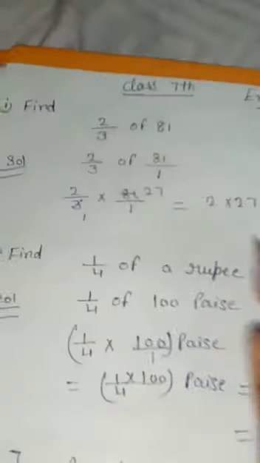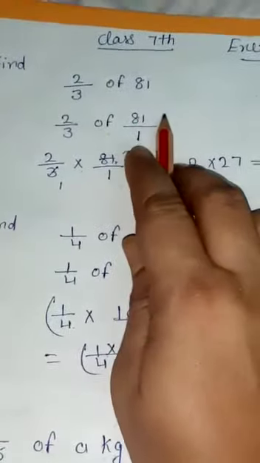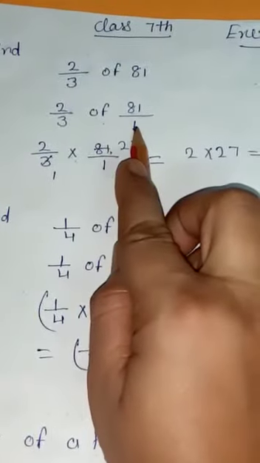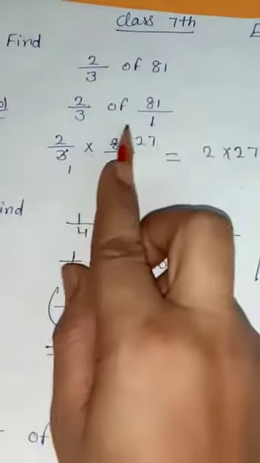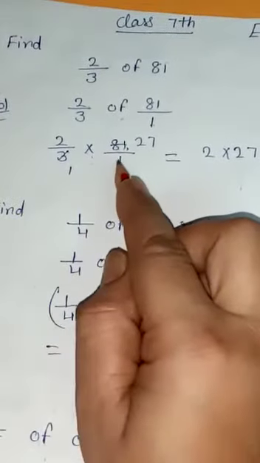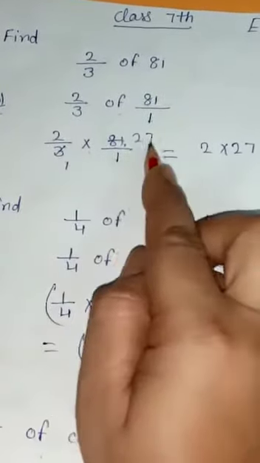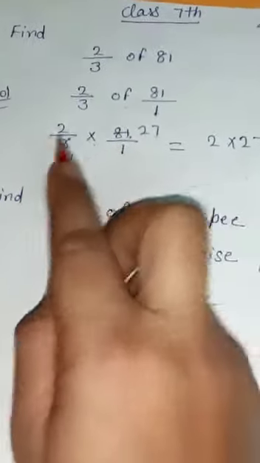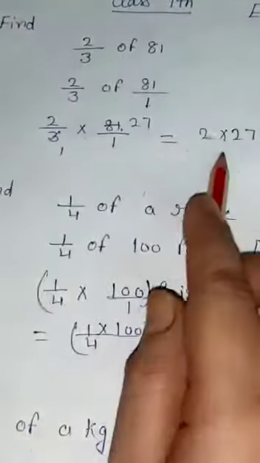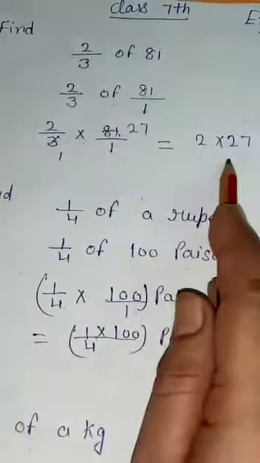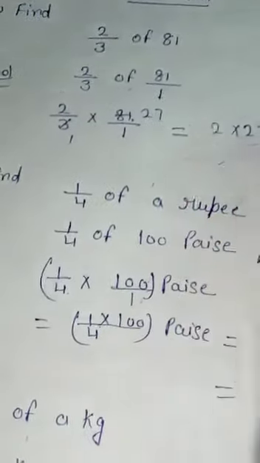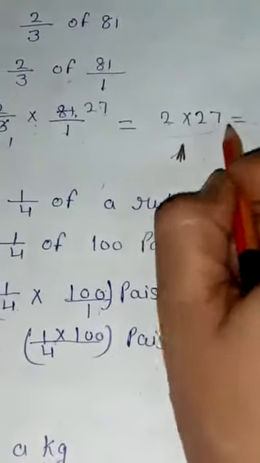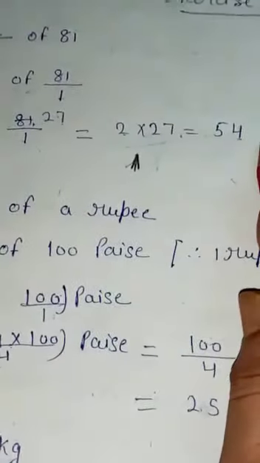The first example is find 2 by 3 of 81. It can be written as 2 by 3 of 81 divided by 1. 2 by 3 of means multiply 81 divided by 1. 3 ones are 3, 3 27s are 81. So 2 multiply 27 and 1 multiply 1, divide by 1, and 2 multiply 27 is equal to 54.